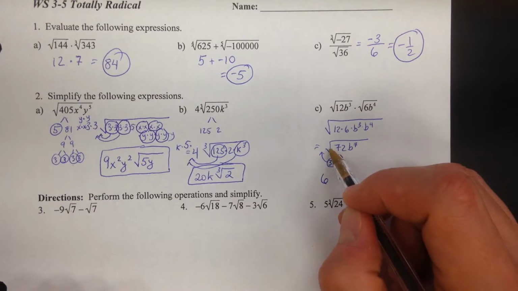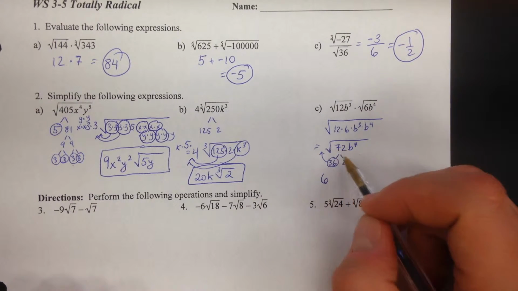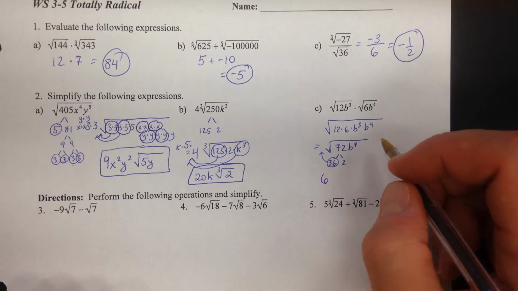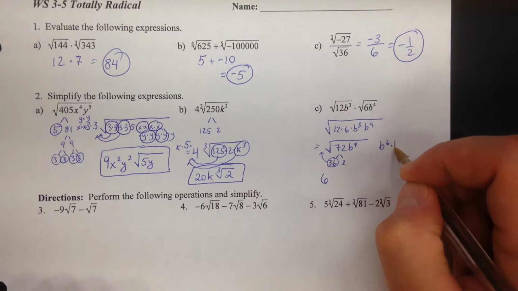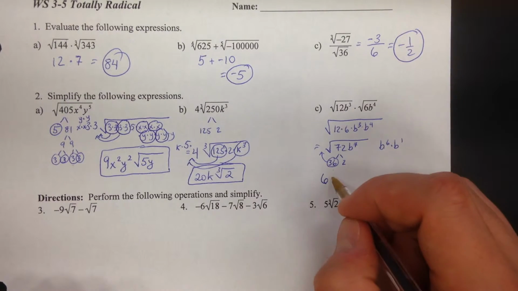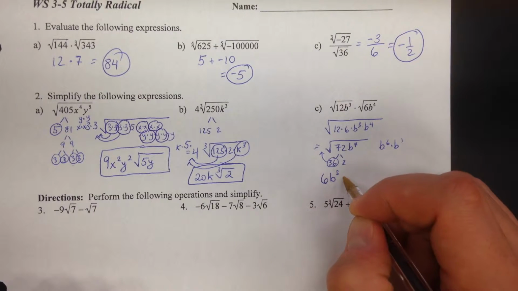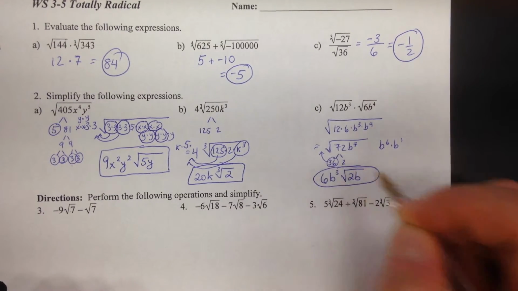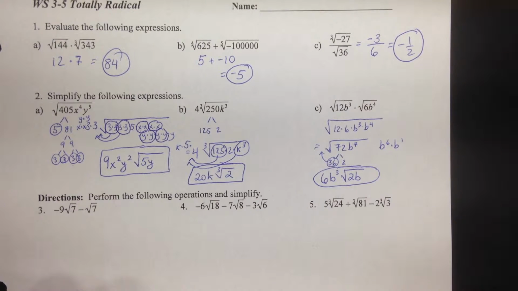b to the 7th, I'm trying to take the square root of that. So I'm thinking of, okay, pairs. 3 pairs of b's, and then there'd be 1 left over. Think of that as b to the 6th times b to the 1st. So that's 3 pairs of b's, b to the 3rd, and then what's left is square root 2b. That is a simplified answer.